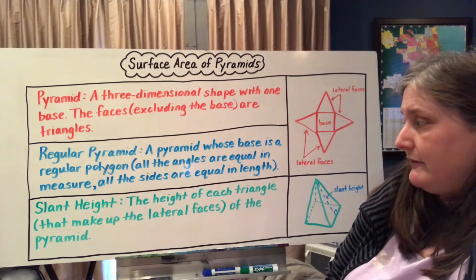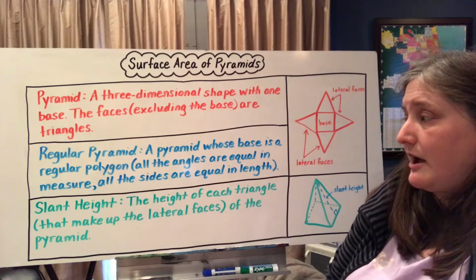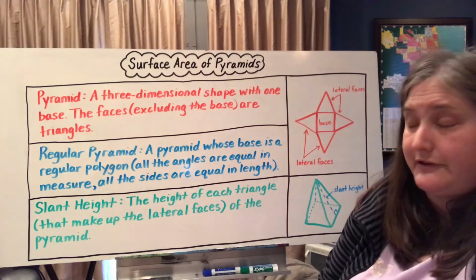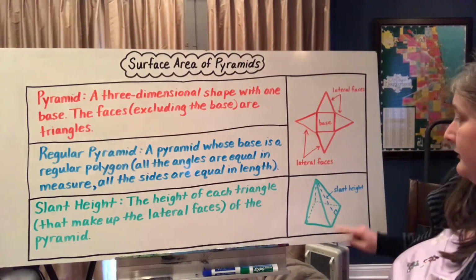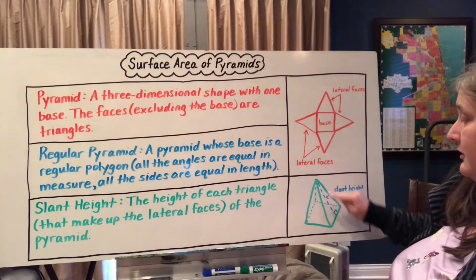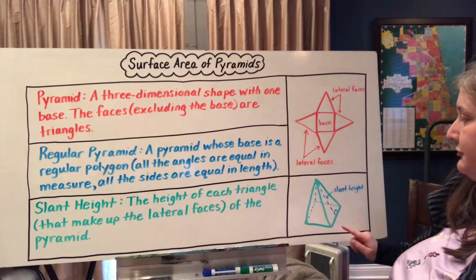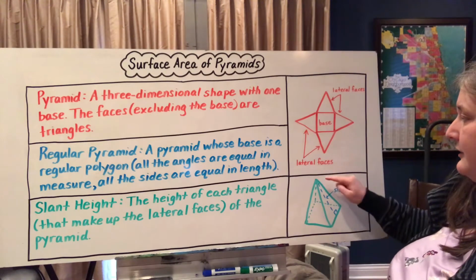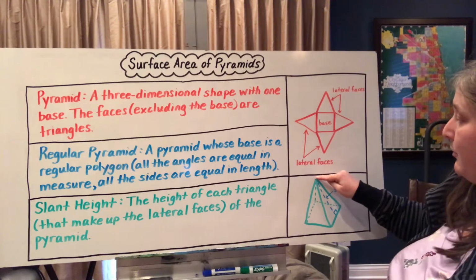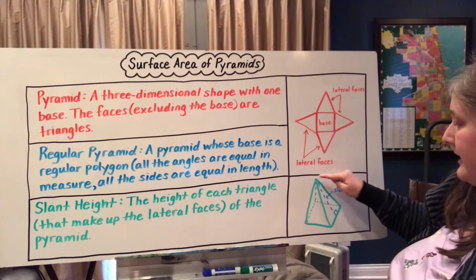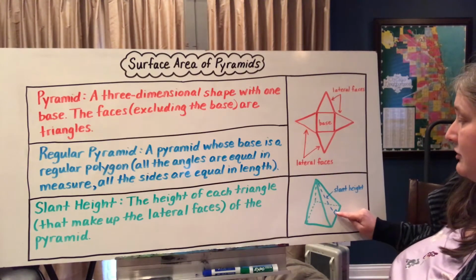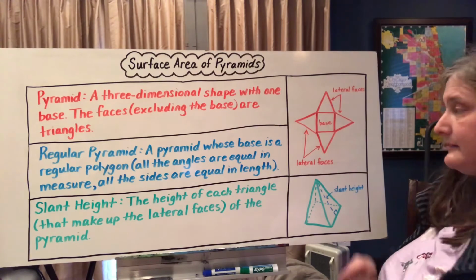The slant height of a pyramid is the height of the triangle that makes up the lateral faces of the pyramid. So you've got this triangle, and triangles have a base and a height, but this height is slanted because all the triangles slant in so that they meet at one point here, called the apex. So the height of this triangle is called a slant height.